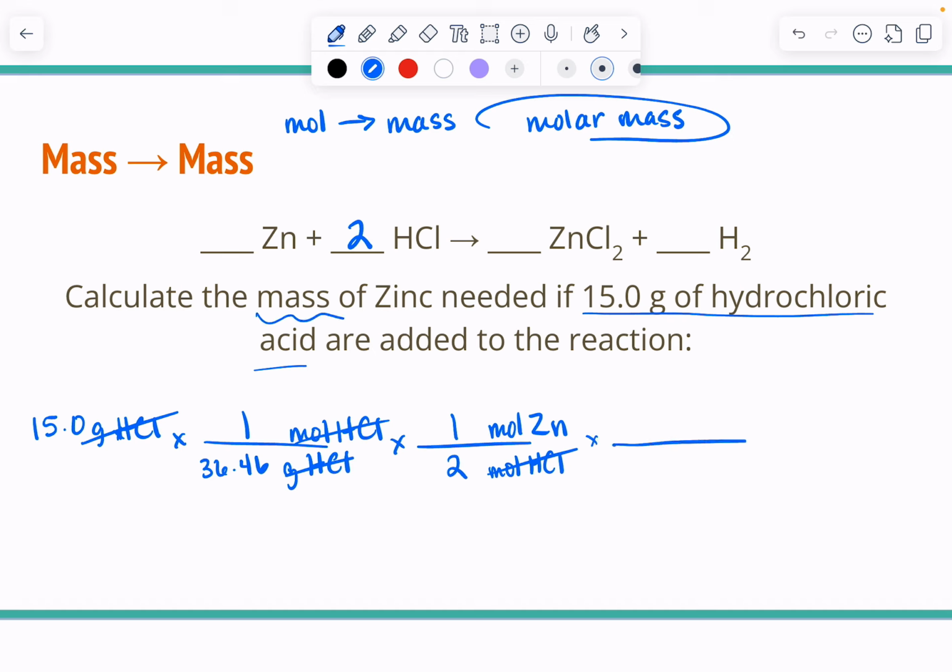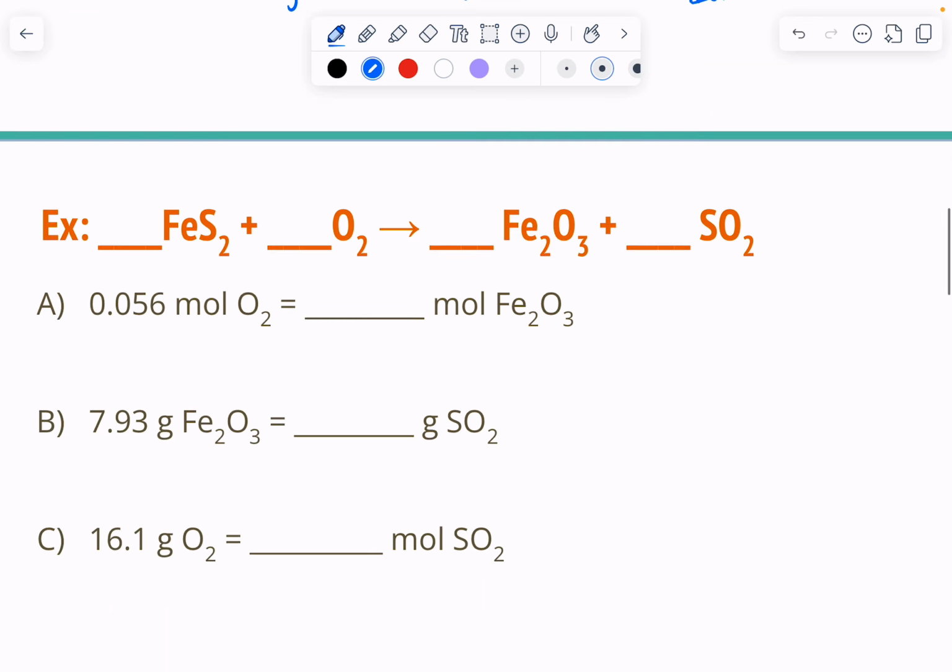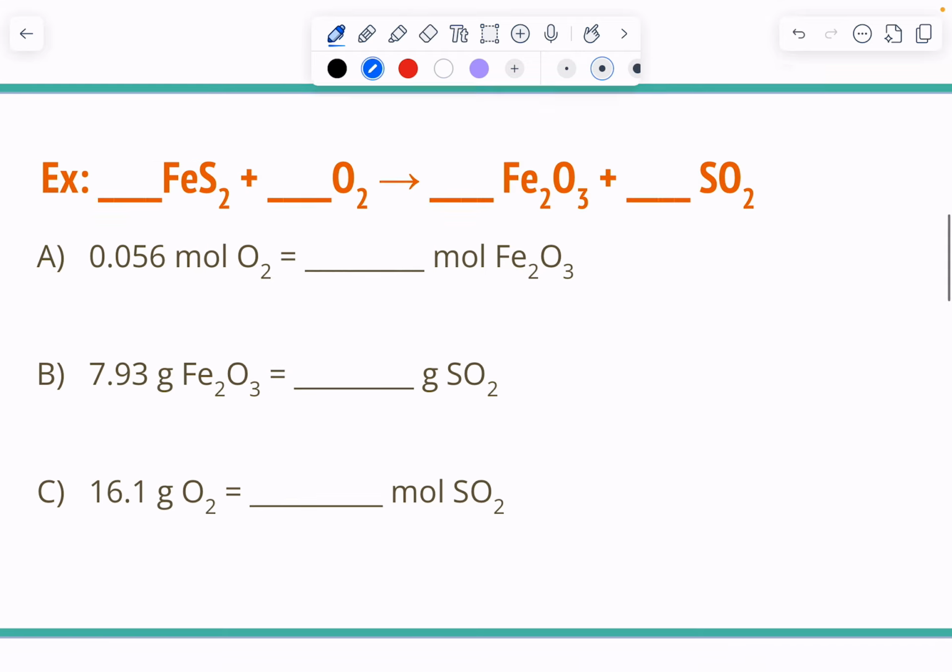We have one more step, which is going from moles of zinc into grams of zinc, and we don't need to add anything here. Just look at the periodic table, see what the value is. It's going to be 65.38 grams per mole. Moles of zinc is going to cross out, and we are left with 13.4 grams of zinc. Okay? Relatively easy.